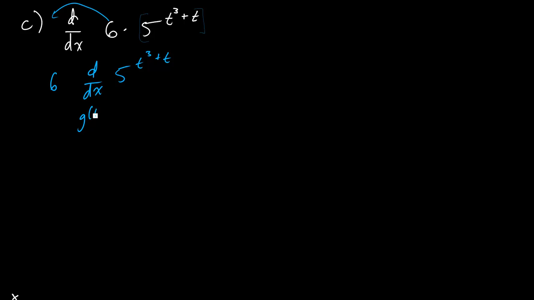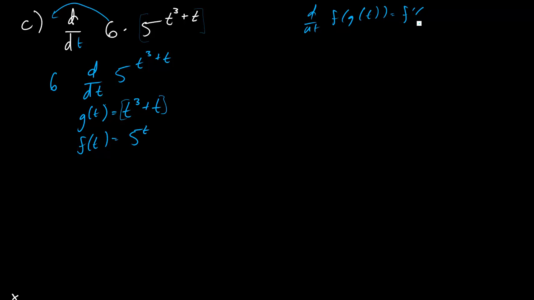And so the inner function here, if I stopped mixing up my letters, would be g of t equal to t cubed plus t, and f of t would just be 5 to the t, right? So if I take f of g of t, I get what I had up here, right? So I replaced this t with g of t. And so remember, my chain rule formula tells me that the derivative of f of g of t is equal to f prime of g of t.